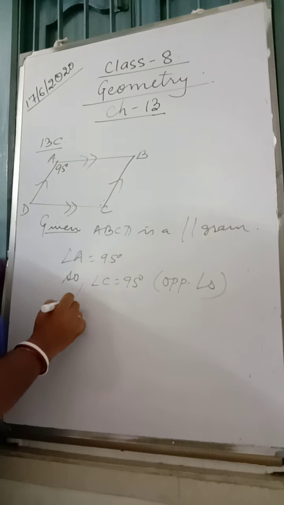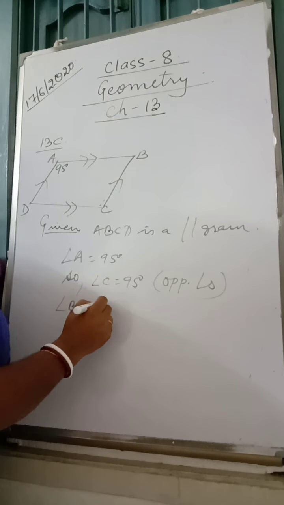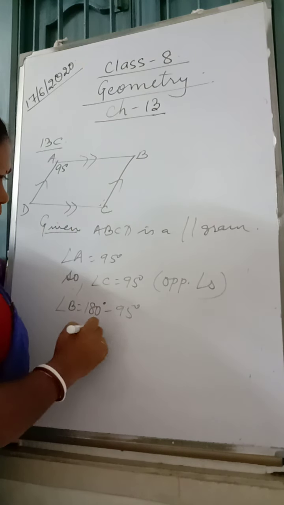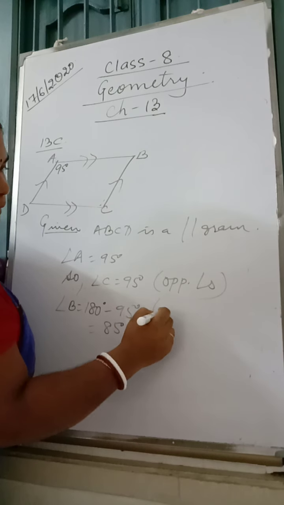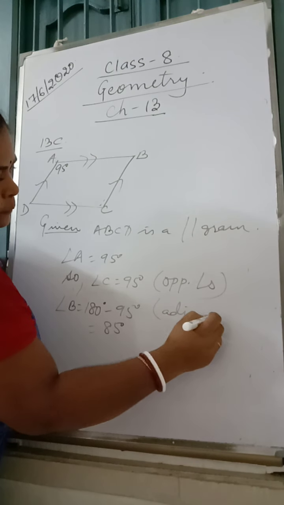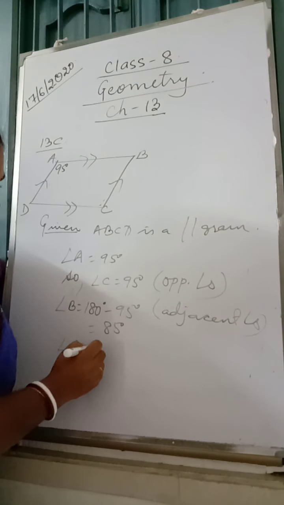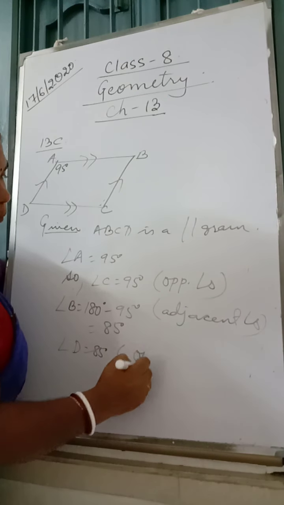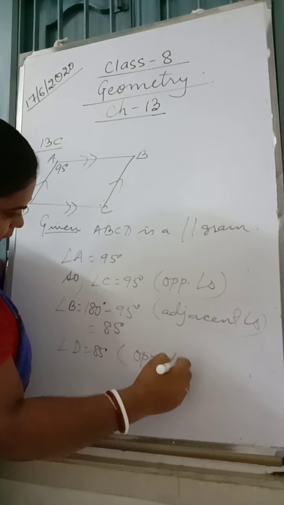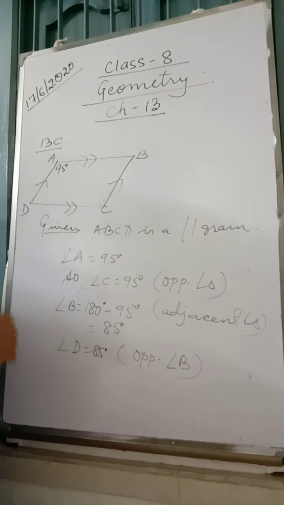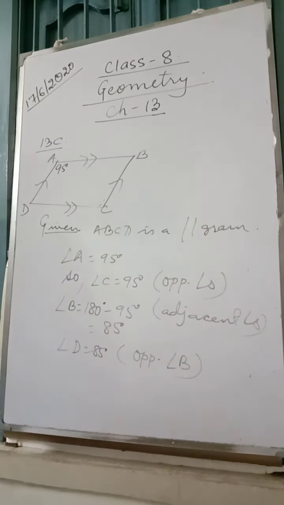Angle B is 180 degrees minus 95 degrees, or 85 degrees. Adjacent angles. So angle D also would be 85 degrees. Why? Opposite angles, opposite angle B. So these are certain properties we should read. Then only we can solve this exercise. Now already we have done this.